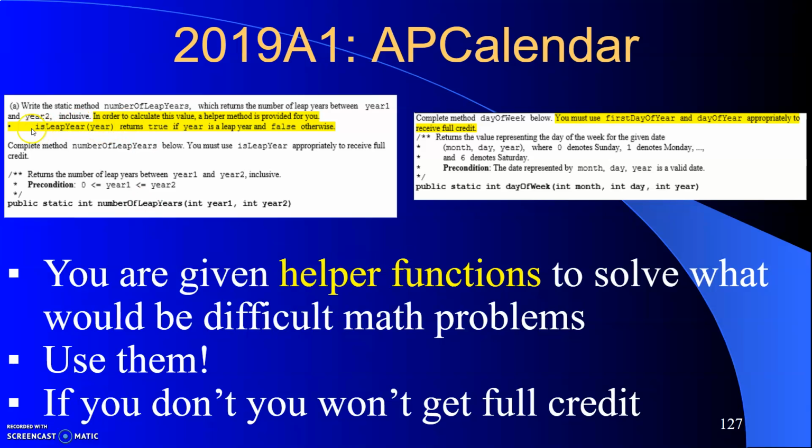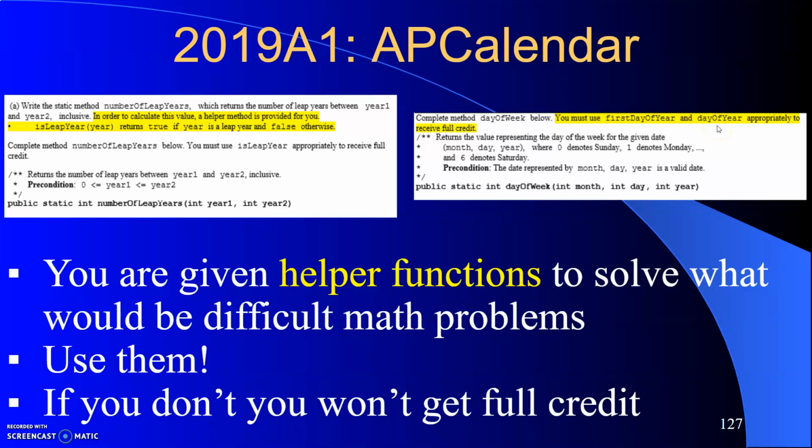This would be a hard math problem, but they give you some super useful helper functions. In part A, isLeapYear is going to make it all real easy for you to figure out whether or not it's a leap year, so you don't have to worry about that. And in part B, which we'll look at in more detail here in a second, firstDayOfYear and dayOfYear return numbers to represent days of the week like Monday, Tuesday, and Wednesday. So you're going to need to use all 3 of these helper functions. isLeapYear in part A, and firstDayOfYear and dayOfYear in part B.